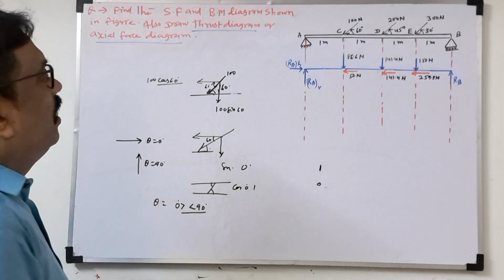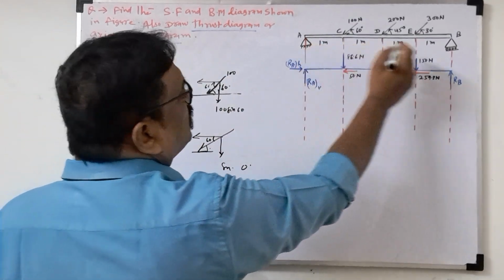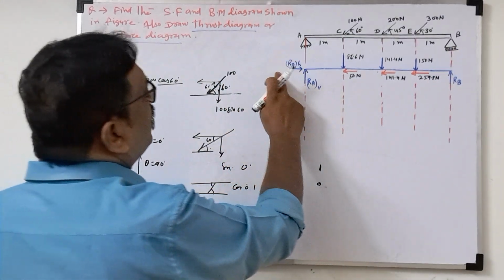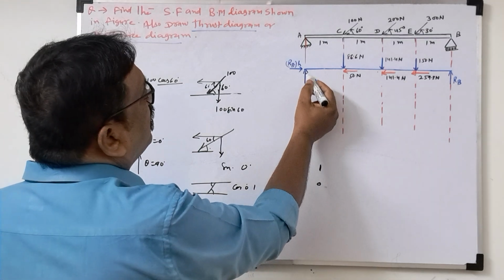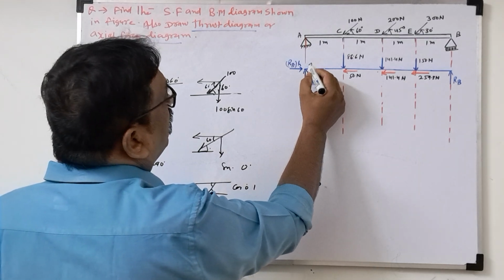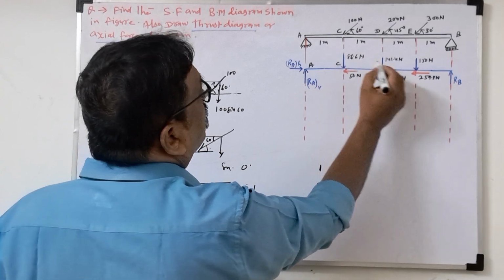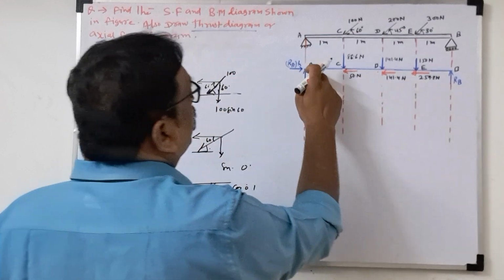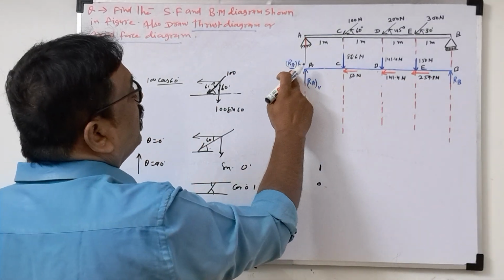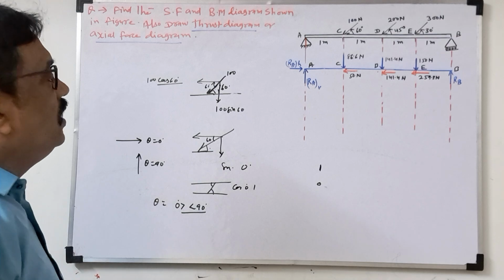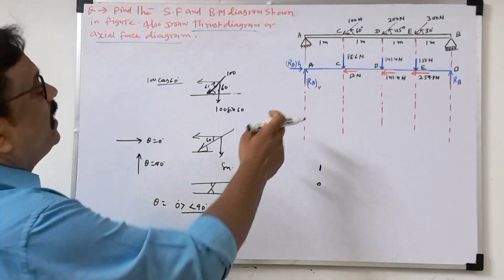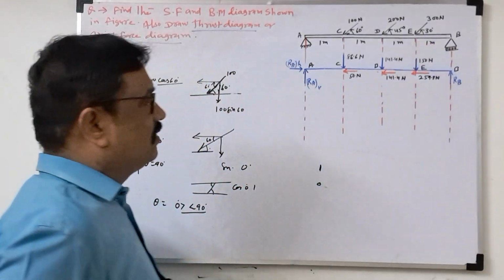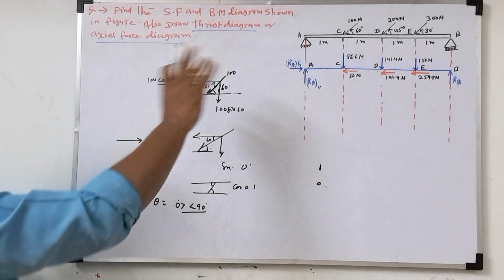Now, this is a hinge support and this is a roller support. A roller support has only one reaction, the vertical reaction, but a hinge support has horizontal and vertical reactions. This is point A, this is point C, this is point D, this is point E, this is point B. At point A we have RAV, the vertical force, and RAH, the horizontal force. So a hinge support has two reactions and a roller has only a vertical reaction. So this is the concept up to here.